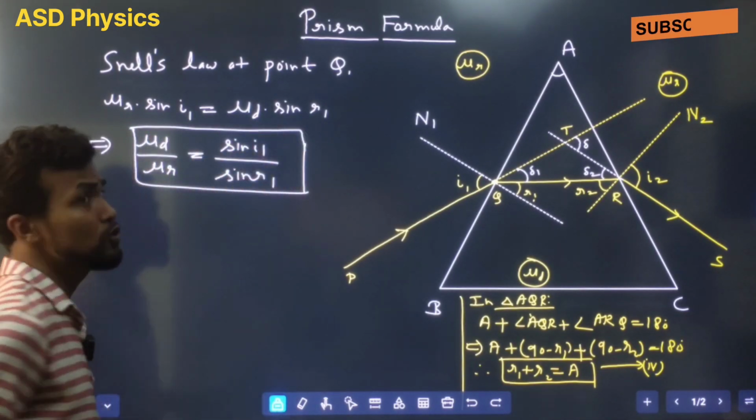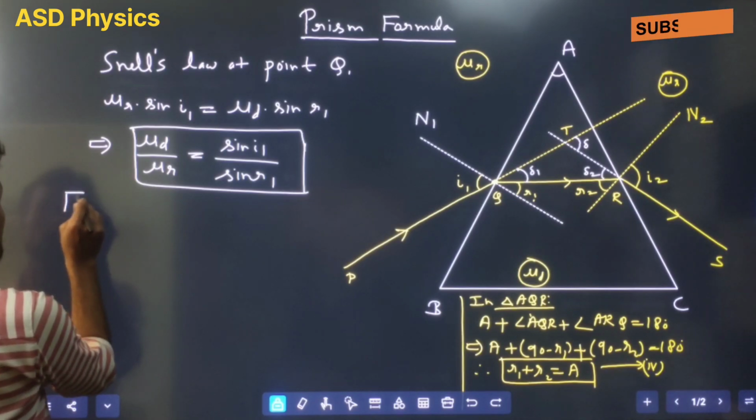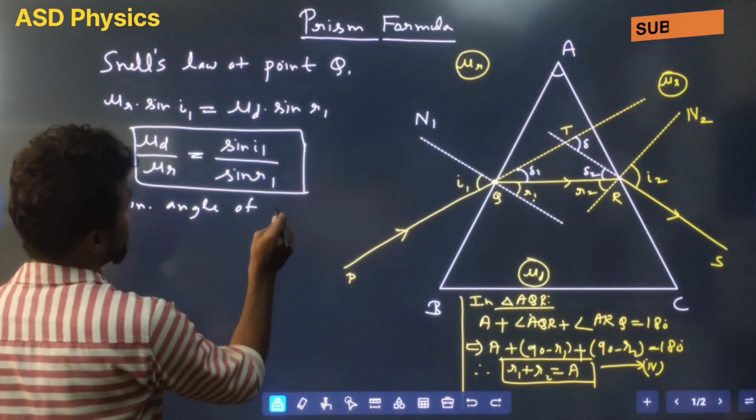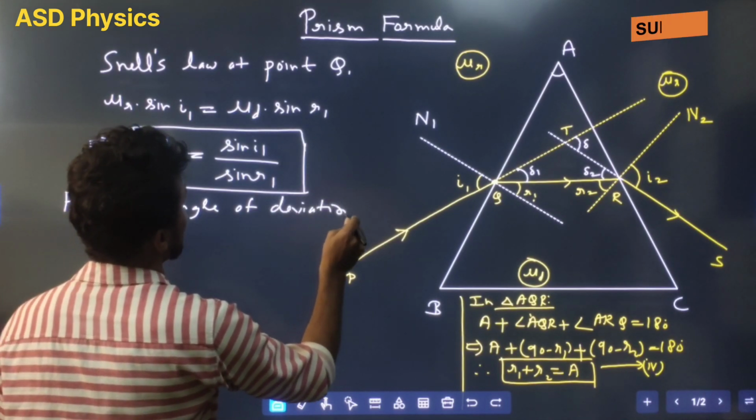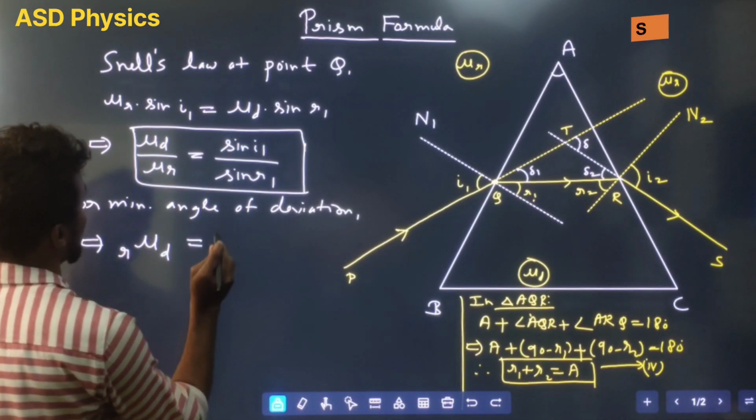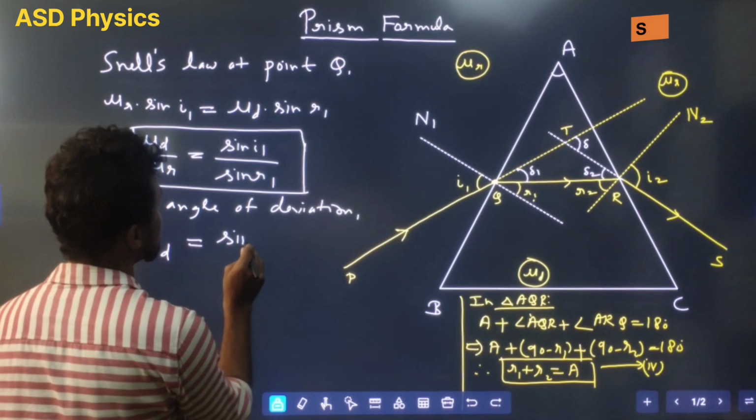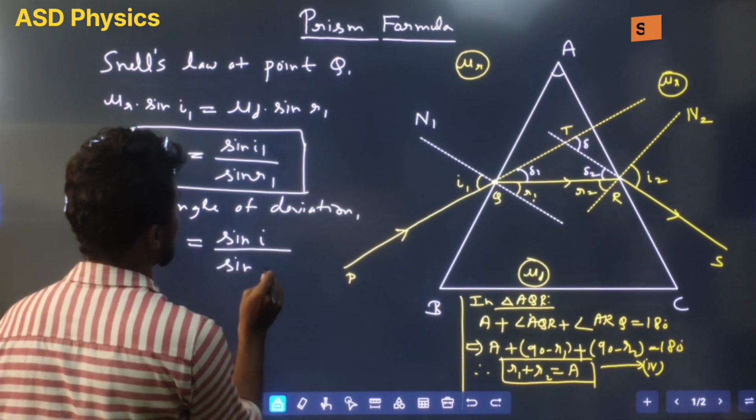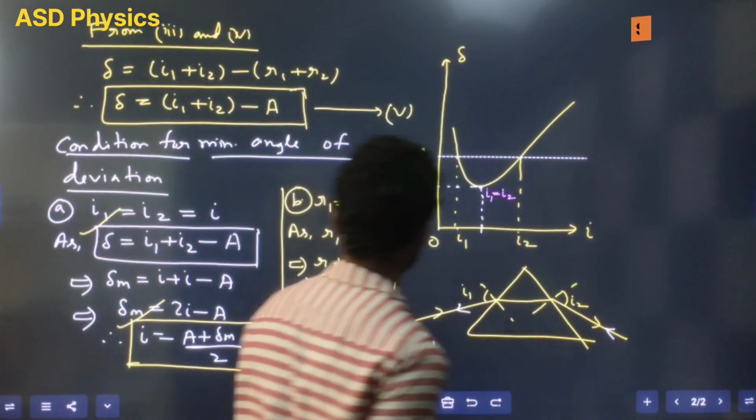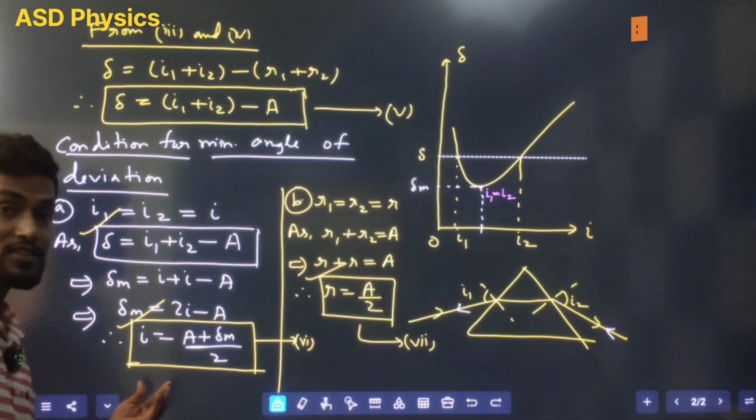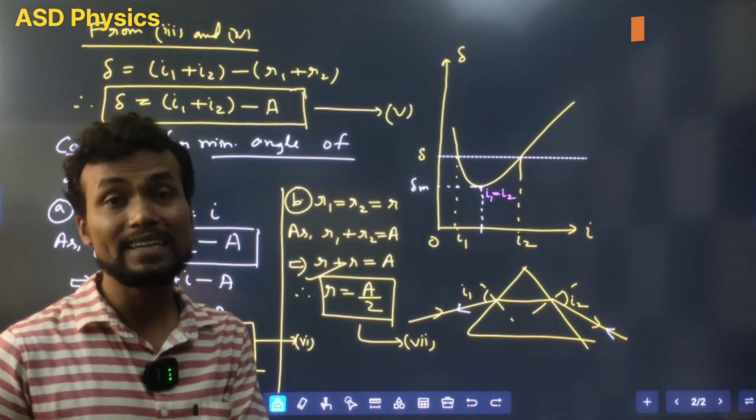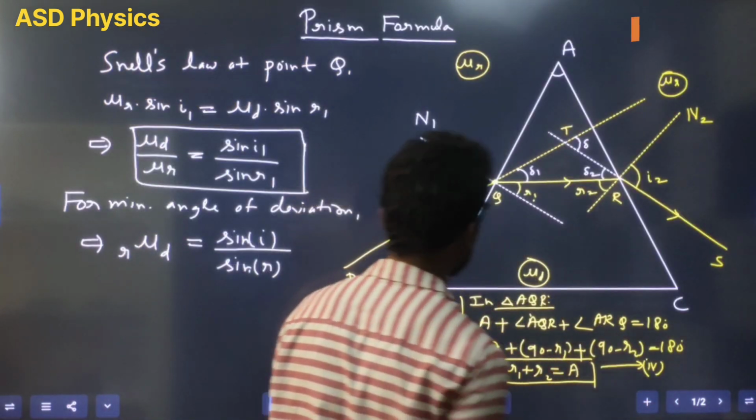Correct? Now, for the minimum angle of deviation, mu of denser with respect to rarer is given by sin I by sin R. Now let me write here. What I have taught you for the minimum angle of deviation: I was A plus delta minimum by 2, and R was A by 2. These values of I and R we will put in our previous equation here.